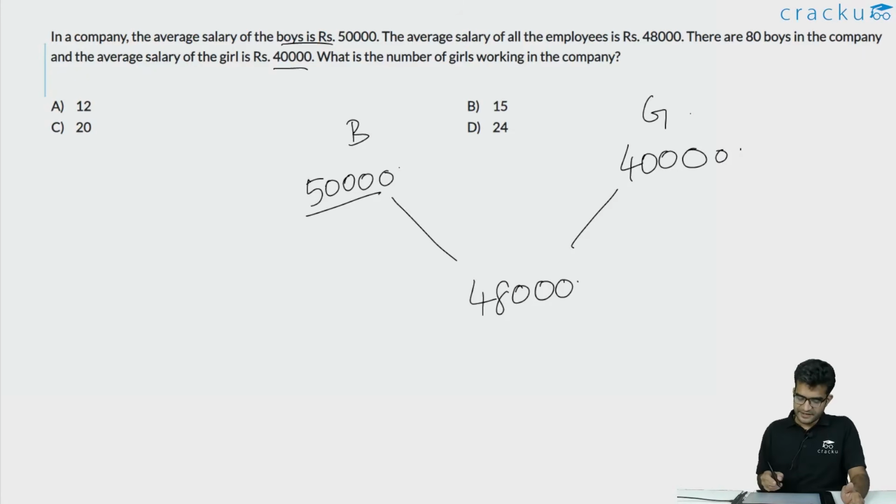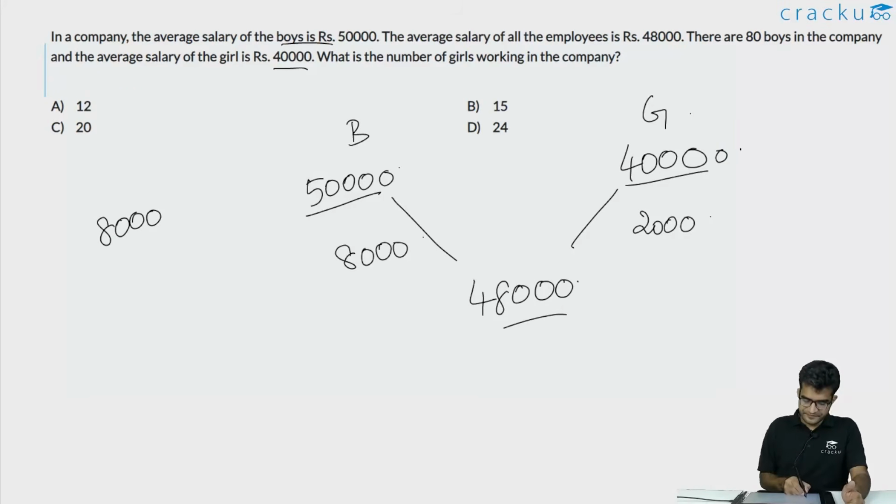So first subtract from 50,000 48,000. You are going to get 2,000, so write it over here. And from 48,000 subtract 40,000. You are going to get 8,000, so alternate it and write over here. So the ratio of the number of boys to number of girls is 8,000 is to 2,000, which is equal to 4 is to 1.